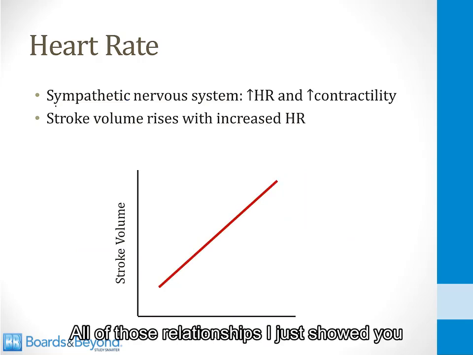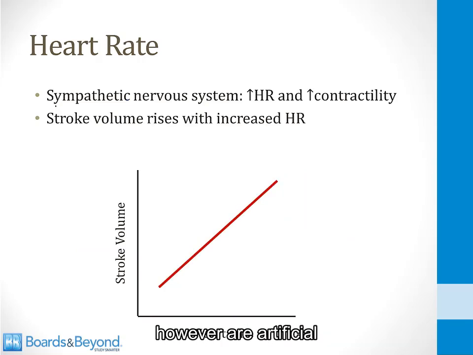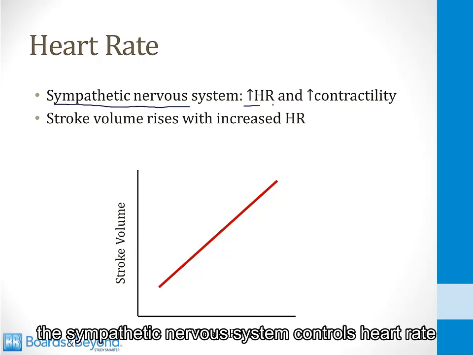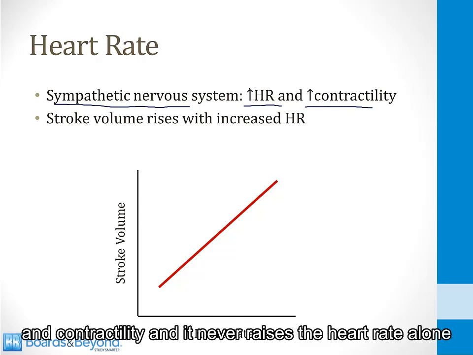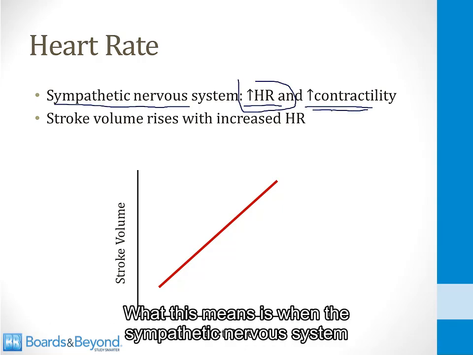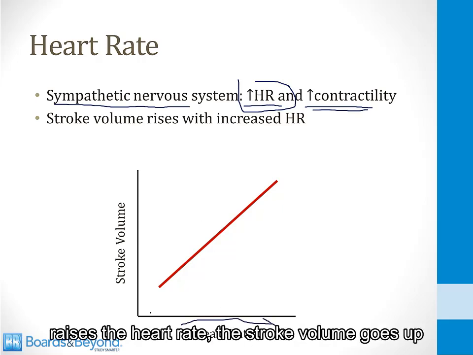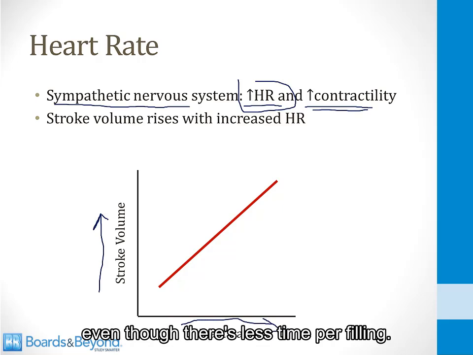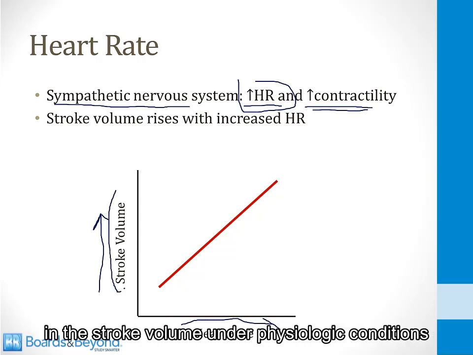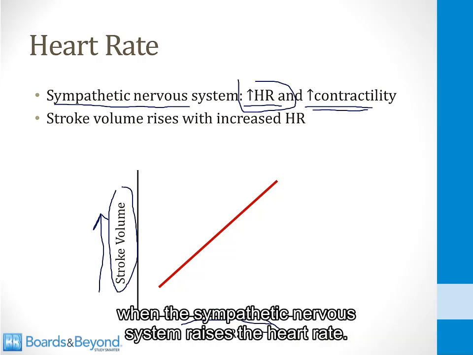All of those relationships I just showed you, however, are artificial, because under physiologic circumstances, the sympathetic nervous system controls heart rate and contractility, and it never raises the heart rate alone without also raising the contractility. What this means is when the sympathetic nervous system raises the heart rate, the stroke volume goes up. Even though there's less time for filling, there's more contractility, such that overall there is a rise in the stroke volume under physiologic conditions when the sympathetic nervous system raises the heart rate.